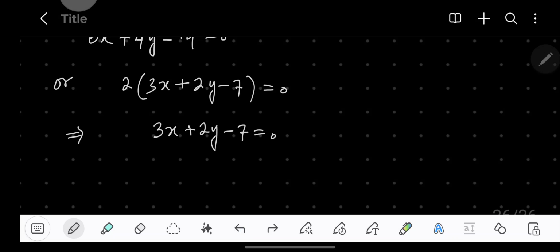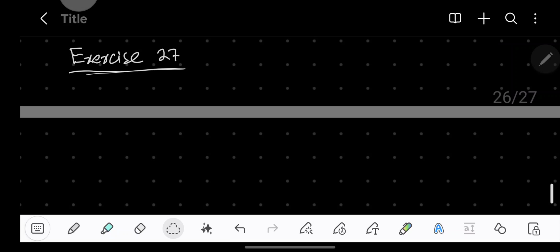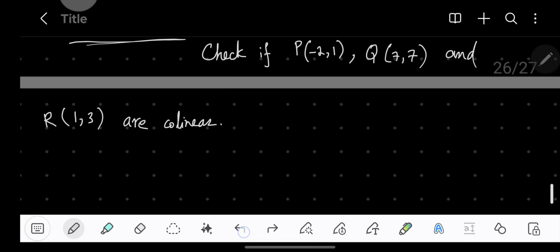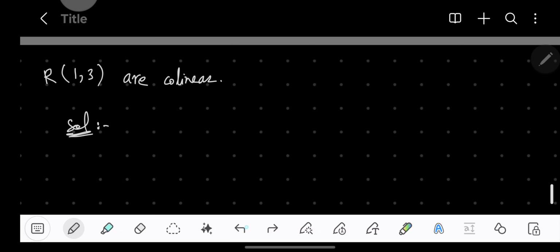Hence we can say that the inside thing is 0. I mean 3x plus 2y minus 7 is 0. So this is the equation of the line which is required. Now let's do an exercise. In this exercise, you are asked to check whether the 3 points are collinear or not. So here is the solution.